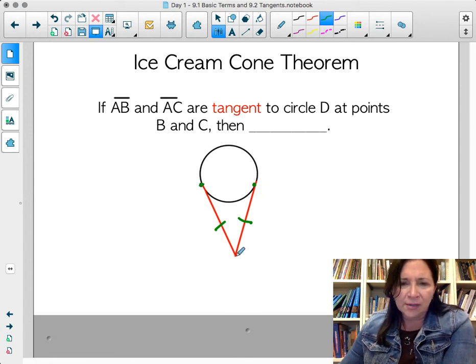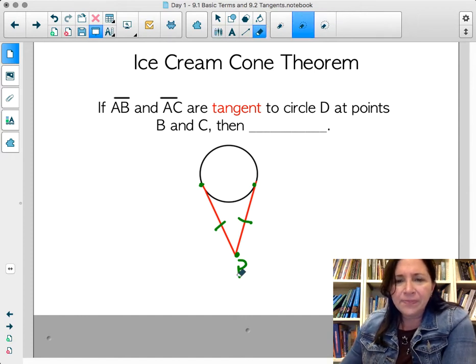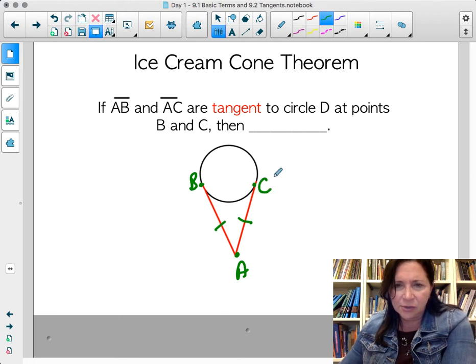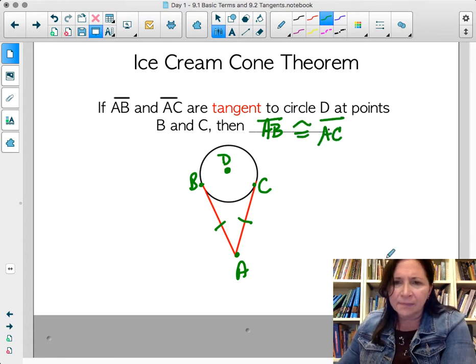Those are congruent to the same point right here. See that? That value to that. So let me erase that. Because what this says is if AB and AC, so I'm going to call this A, B, and AC are tangent to a circle D, so this is D, at points B and C, then what you know is that AB, line segment AB, remember you need the segment, is congruent to line segment AC. Okay.